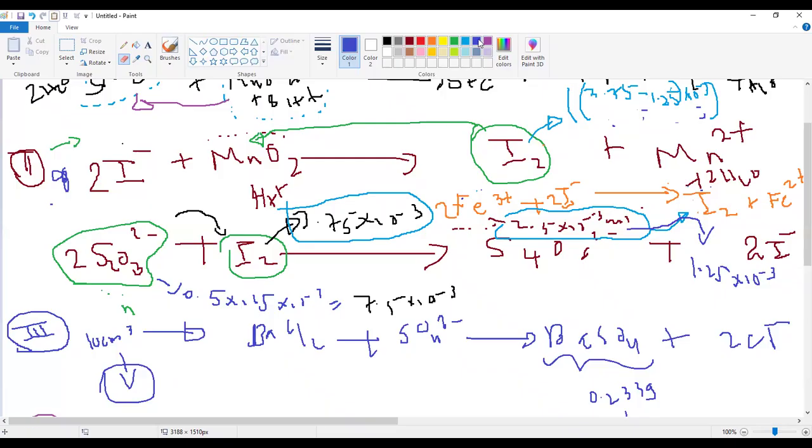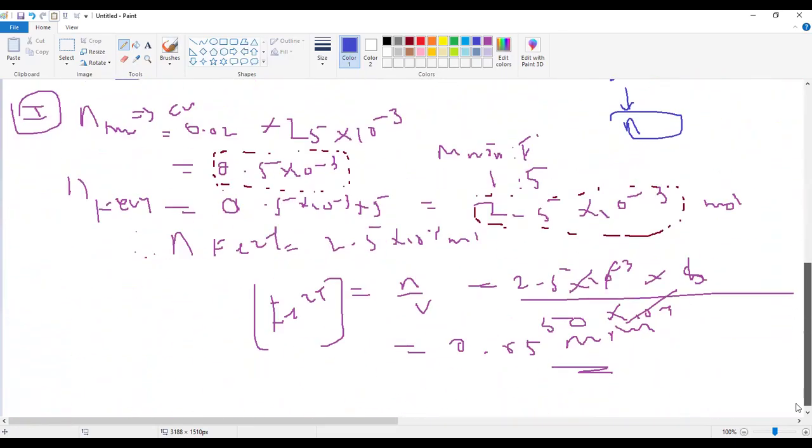Now correct. 2.5 into 10 power minus 3, that's the moles of I2 coming from the manganese oxide. So the manganese oxide to I2 ratio is also 1 is to 1. Therefore, manganese oxide moles is 2.5 into 10 power minus 3. In the manganese oxide, you can see 1 mole of Mn2+ is there. Therefore, Mn2+ in the solution is also 2.5 into 10 to the power minus 3.